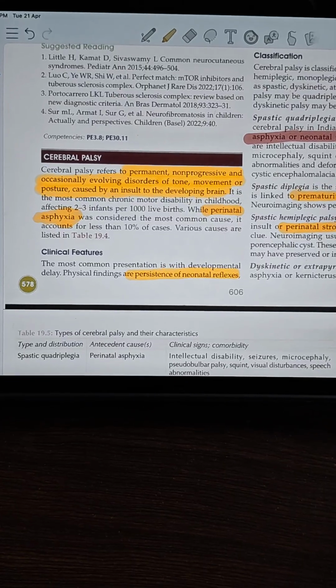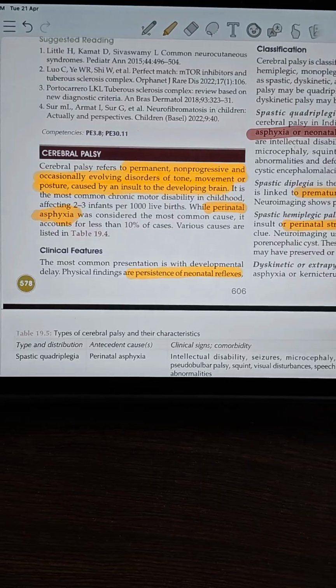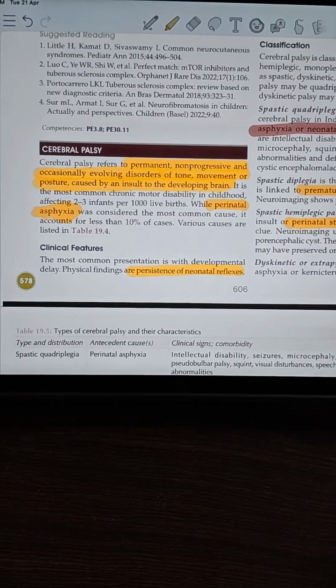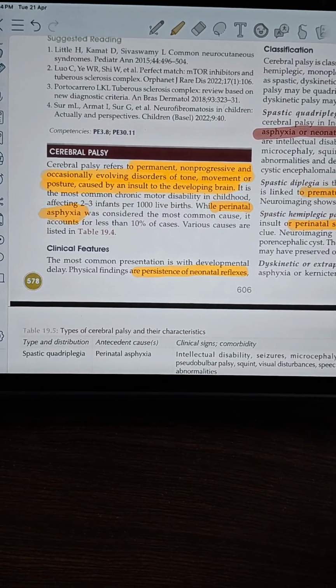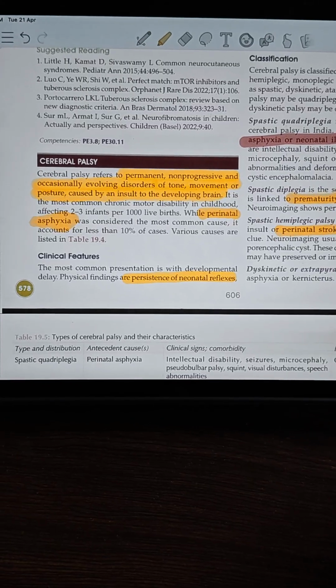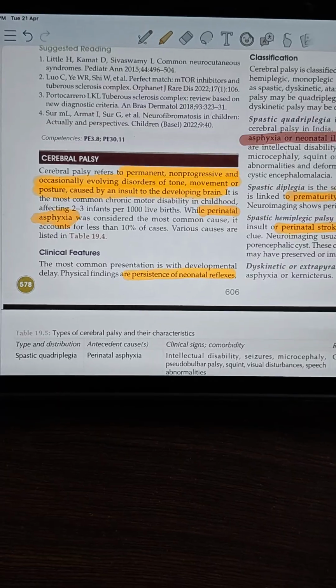So as we know, it is the most common chronic motor disability in childhood, and its most common cause is perinatal asphyxia. So, starting with it, it refers to permanent, non-progressive and occasionally evolving disorders of tone, movement or posture caused by an insult to the developing brain, and it accounts for less than 10% of all cases.